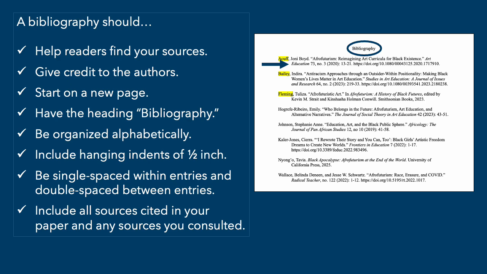To create a bibliography, start a new page at the end of your paper and make sure the heading Bibliography is centered at the top of the page. The bibliography entries should be organized in a list alphabetically by the first author's last name and use hanging indents for the second and any additional lines of each entry. Each bibliography entry should be single-spaced, but with a double space between entries.